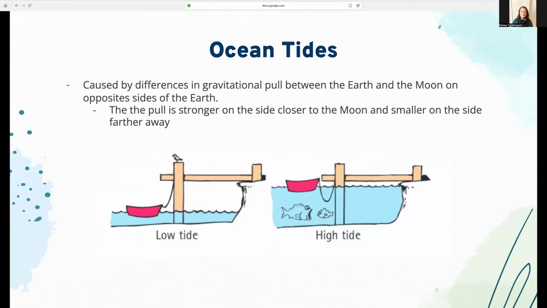And the sun also contributes some gravitational pull on the oceans, but the difference in distance between one side of the Earth and the other is really tiny compared to the distance between the Earth and the sun. But when we look at the distance between one side of the Earth and the other, and the distance between the Earth and the sun, the tides tell us that that difference from one side of the Earth to the other is significant enough to cause the tides.